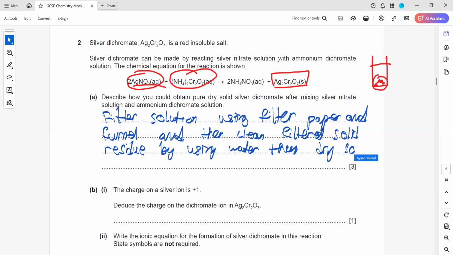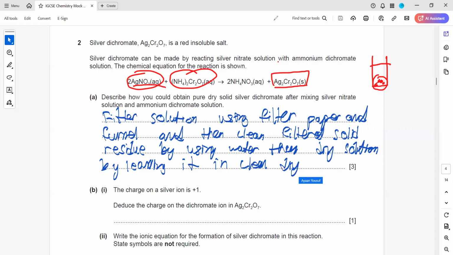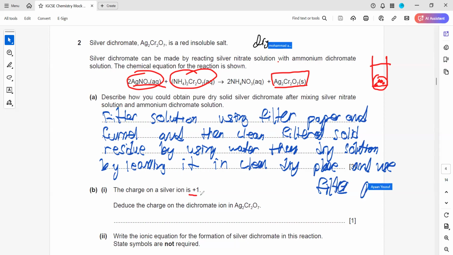And how do we separate this solid? So we filter it, then wash and then dry. How can we clean the filtrate? Clean the filtered solid by washing it with distilled water and then dry, and dry with a tissue paper, you can mention that. The charge on the silver is +1.